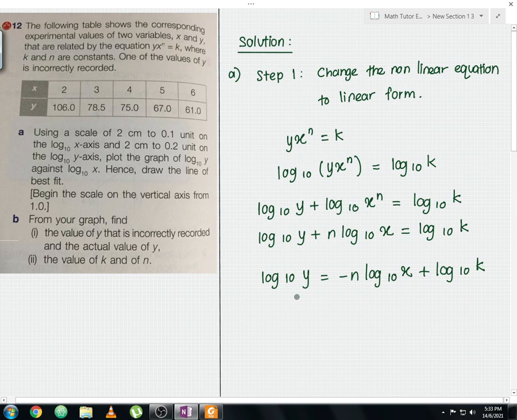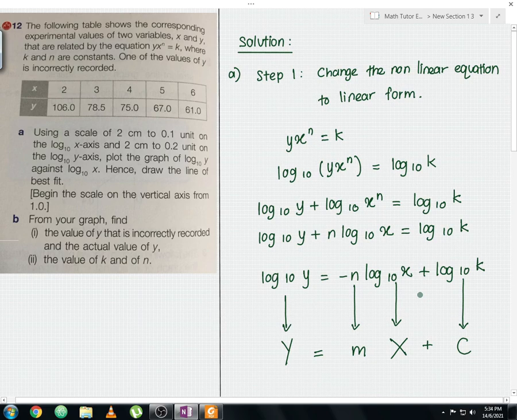So as you can see here, this log 10y, we can treat it as our y, and this negative n we can treat as the gradient of the straight line, which is m. Log 10x we can treat it as the x, and this log 10k we can treat it as the y-intercept. As you can see here, we have already successfully formed the y equals to mx plus c form, and we already changed the non-linear equation to linear form. Okay, so step 1 is successfully completed.